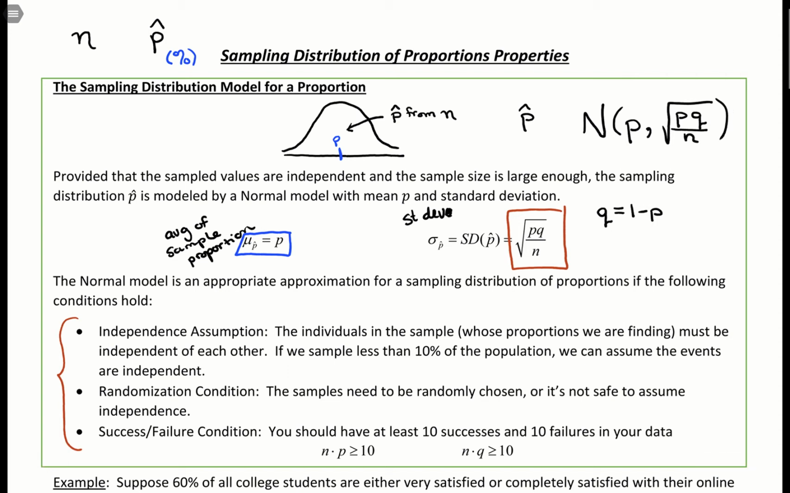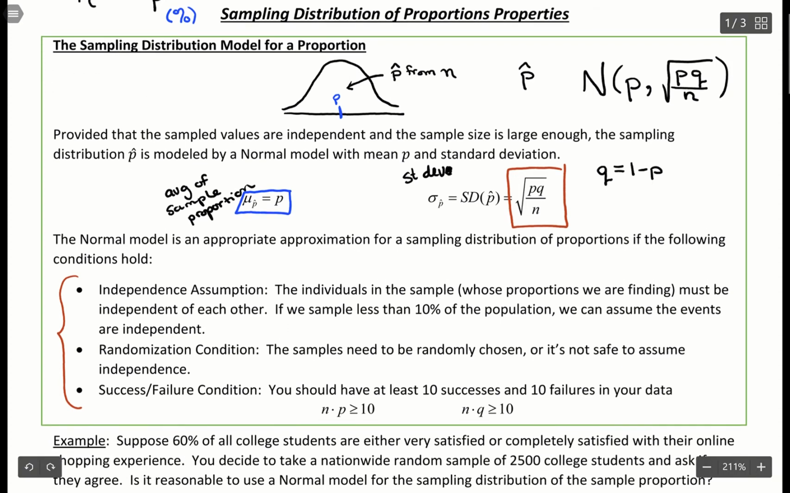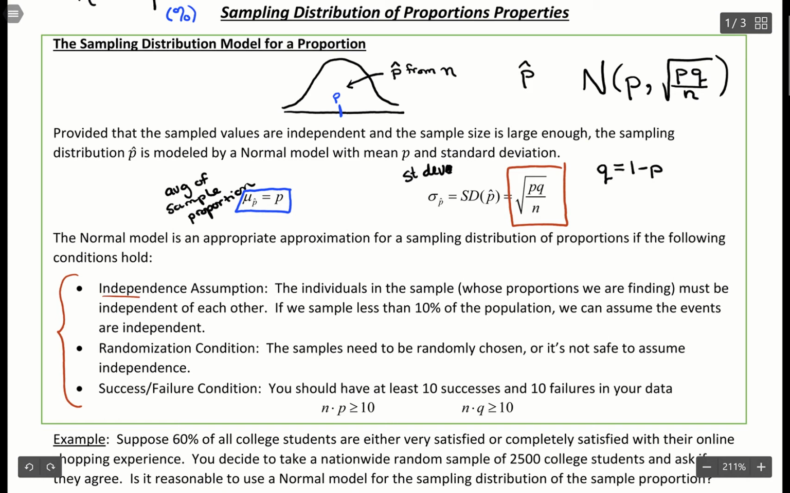Now the conditions we need to pass in order to make sure we have a bell-shaped curve are very similar to what we saw with sampling distributions of means. We should have independence, we should have a random sample, and then for sample size we check this success-failure condition. For the success-failure condition, we take our sample size times our population proportion. That should be at least 10. Also, we take our sample size times the opposite of our population proportion. That should also be at least 10. And this will guarantee that we have a large enough sample size that we get to work with this bell-shaped curve. So let's look at an example for how to work with these kinds of distributions.